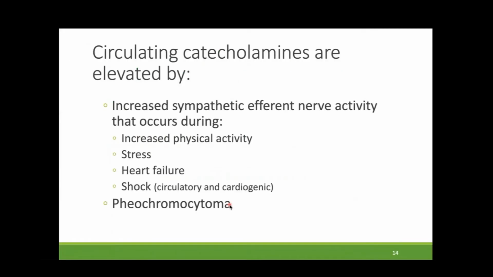So circulating catecholamines are elevated by what conditions? Well, anything that increases sympathetic efferent nerve activity, because the sympathetics do release norepinephrine, but they also trigger the adrenals to release catecholamines. So just like we saw yesterday with sympathetic activation, it would be increased physical activity, stress, heart failure, or shock conditions. Well, we can add a new one to the list here, and that is the condition of a pheochromocytoma, which within the adrenal medulla would cause this episodic release of catecholamines with a lot of cardiovascular effects.